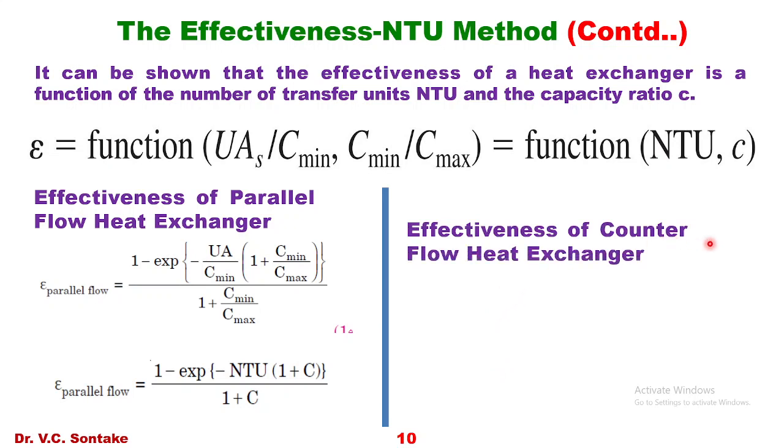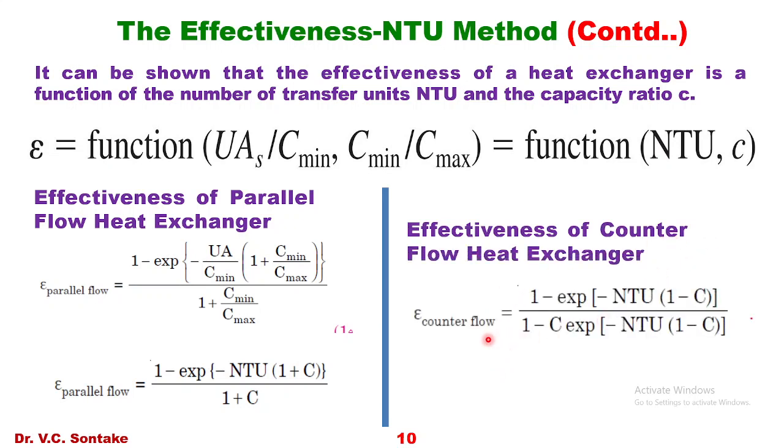Similarly, effectiveness for counterflow heat exchanger, epsilon counterflow, is equal to 1 minus exponential of minus NTU into (1 minus C), over 1 minus capital C exponential of minus NTU into (1 minus capital C). Now, the expressions for effectiveness for parallel and counterflow are shown in the slide. No need to remember these two formulae because they are given in the heat transfer data book by C.P. Kothandaraman.